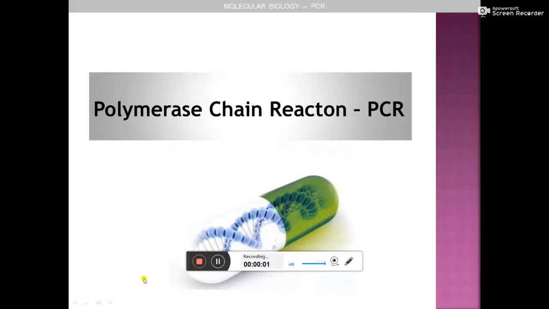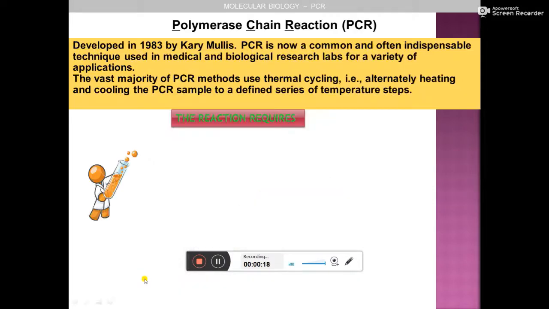Hi dear students, today we're going to talk about polymerase chain reaction or PCR. As we all know, this particular topic is quite familiar to all of you because in different sessions we have come across the use of PCR. So I'm just going into the details of it in a faster mode.